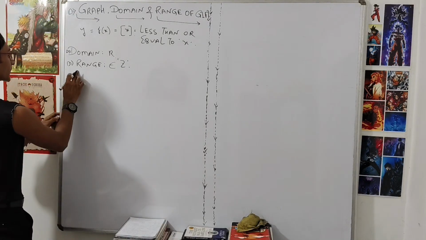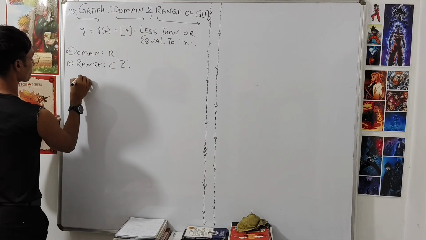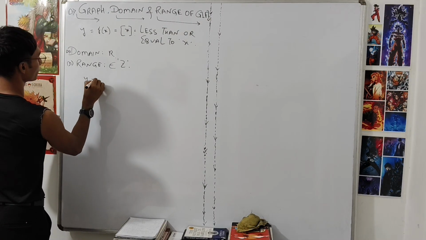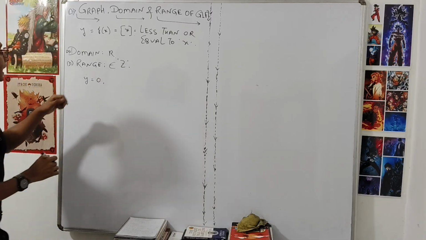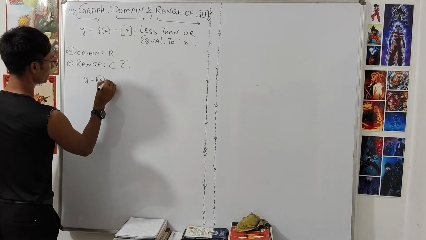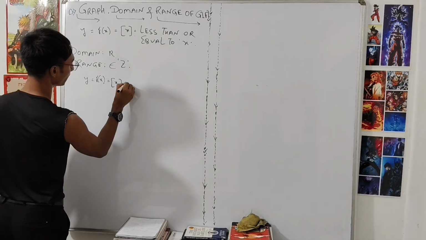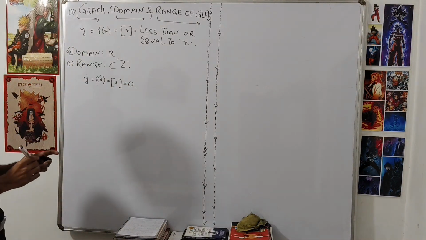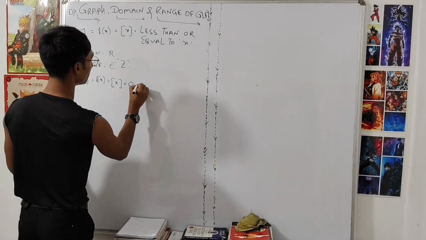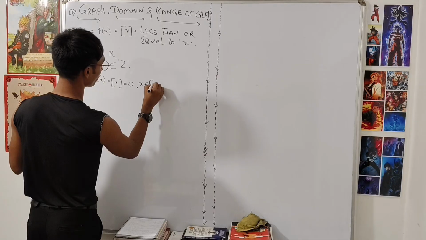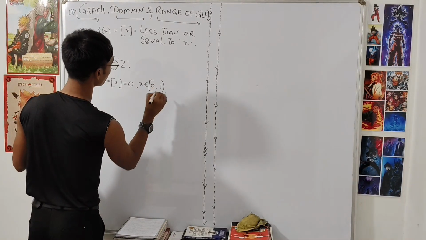Now look at this. When y is equal to 0, I mean, when is the value of f(x) 0? y equal to f(x) is equal to box x is equal to 0. When is the value of f(x) and box x 0? This will happen when the value of x belongs to 0 to 1, right?